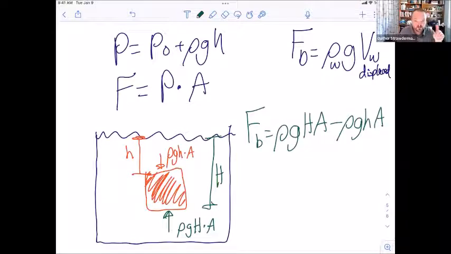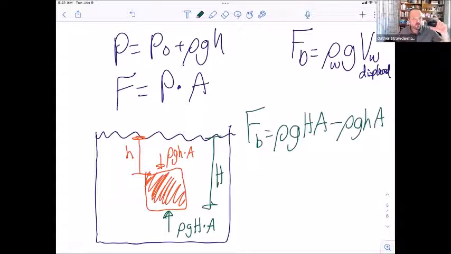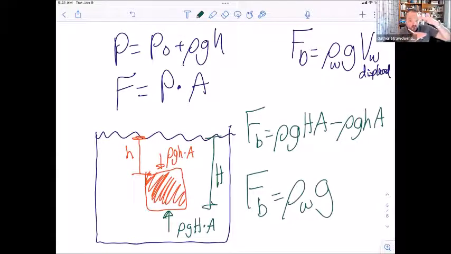And what's the difference between big H and little h? The height of the block or the... Yeah, absolutely right, Kate. The height of the block, the height of whatever the thing is, right? And if I take the height of that block multiplied by the area of the block, I get the volume of the block. And so my buoyant force is the density of the water times g times the height of the block times the area of the block, which is the volume of the block.